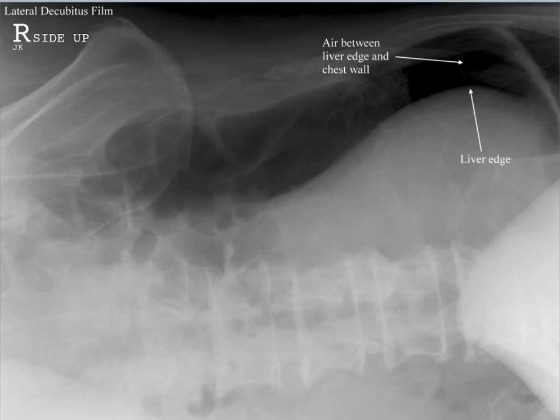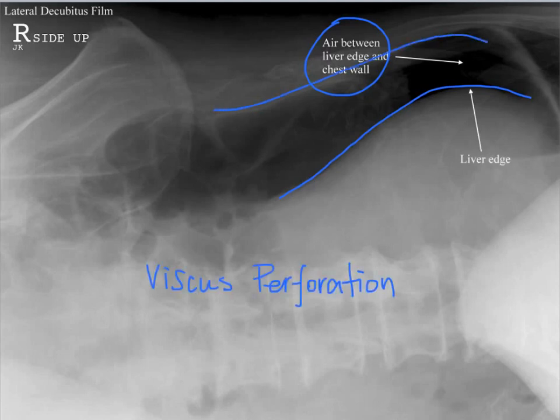What about this patient who's lying on their side? We can see that there is black air that is seen between the liver edge and the chest wall, indicating that there was a viscus perforation. We will explore that a bit more in the viscus perforation videos.